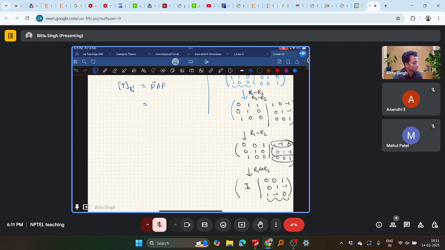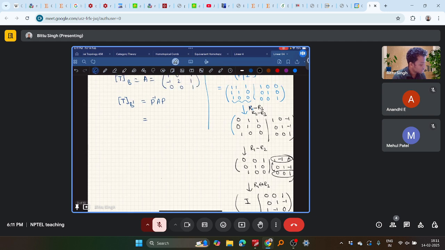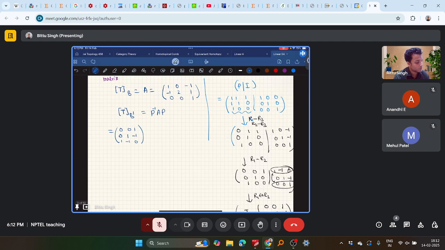So this is the inverse, right? This is, sorry, P. We have started with P, so we will get P inverse, and on the left side it is identity. This is the required P inverse. So we got the P inverse. P inverse is 0 0 1, 0 1 minus 1, and after that 1 minus 1 0. This is P inverse. And we also have A.